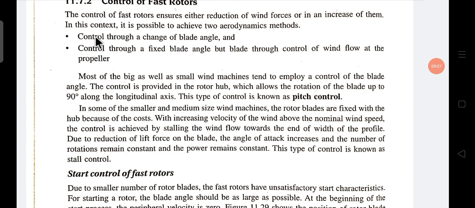In the first method, control through a change of blade angle is called pitch control, and the second is control through a fixed blade angle, with control of the wind flow at the propeller, which is called stall control, okay.